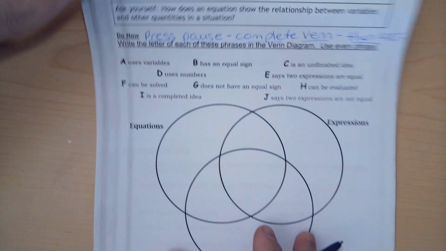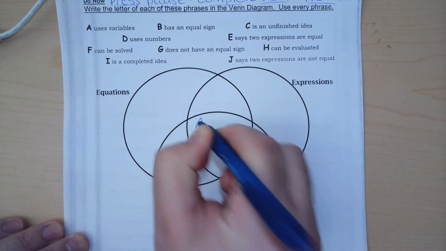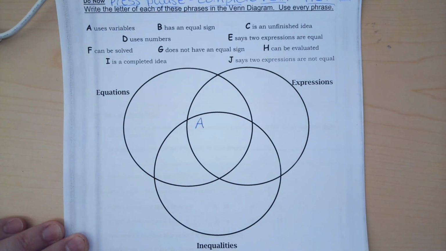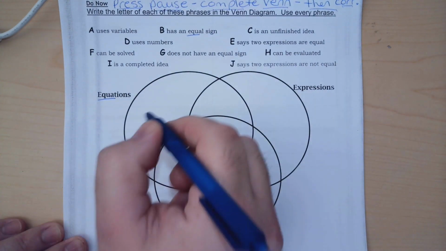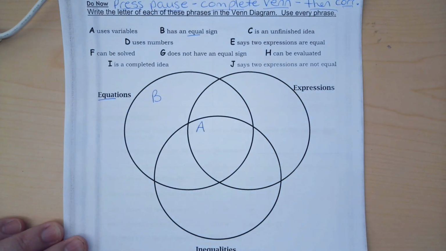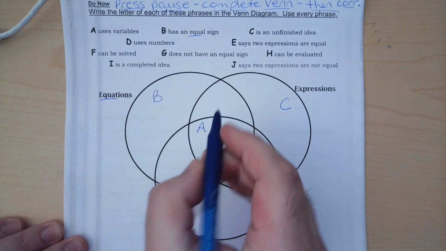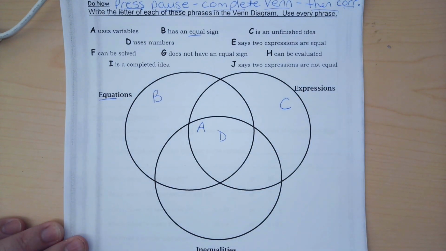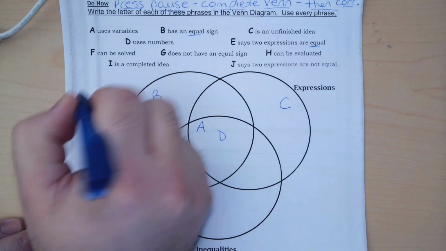Okay, at this point, you should have completed the Venn diagram. If we just go through the letters quickly, uses variables. All three of them use variables, so the capital A goes here. Has an equal sign, so the word equals and equations has the same root word, so equations have the equal sign. It's an unfinished idea, that would be expressions. Uses numbers, all three of them use numbers. Says two expressions are equal, that would be an equation. Again, equal and equation have the same root word.